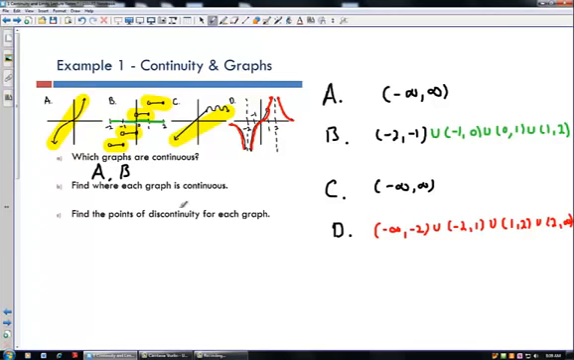Find the points of discontinuity in each graph. So for graph A, there are no points of discontinuity.